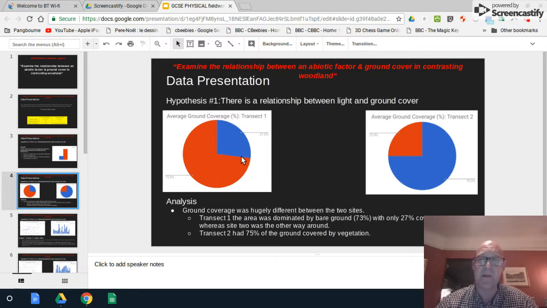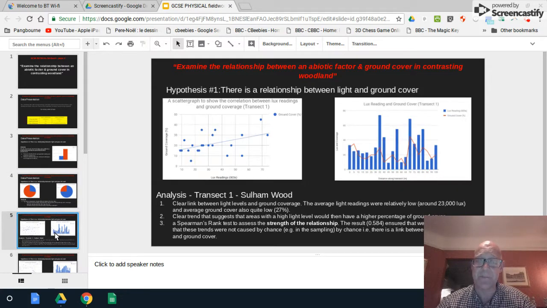If we then look at the ground cover, no surprise that in Transect 1 with less light, only about 25% of ground cover, in fact, about 27%. 73%, in fact, there was no ground cover there at all because there was no light to get through, etc., etc. Over in the farm, you had the opposite. Large amounts of light got through, large amounts, 75% was the vegetation cover. So that's data presentation method 3, the pie chart, and you can see nicely showing the contrast in the places.